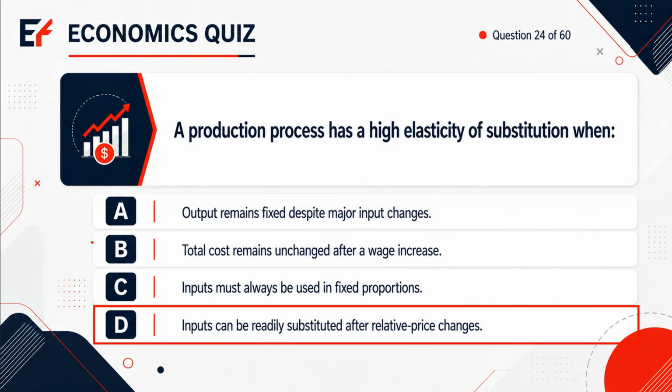Option A is incorrect because elasticity of substitution concerns changing input combinations, not keeping output fixed despite input changes. Option B is incorrect because a wage increase can affect total cost even when inputs are easy to substitute. Option C is incorrect because fixed proportion inputs are perfect complements and have very low elasticity of substitution.